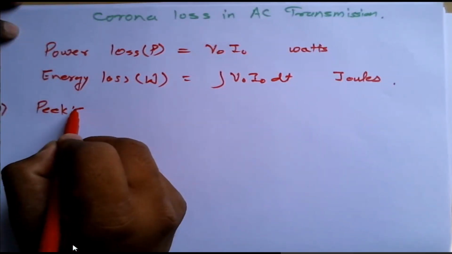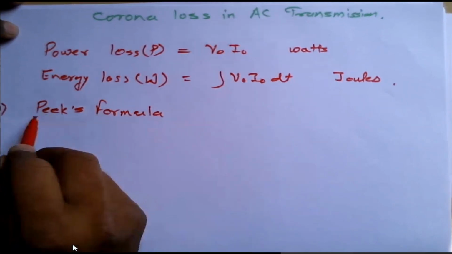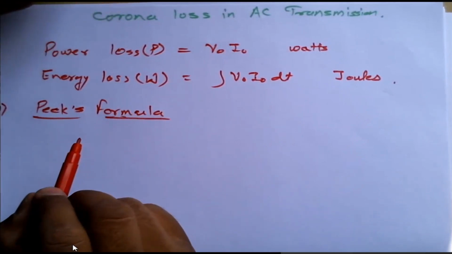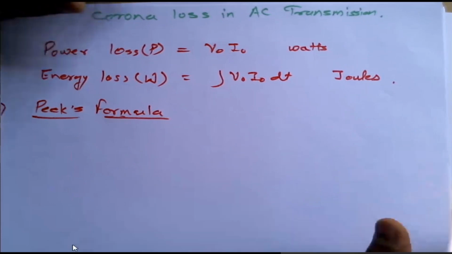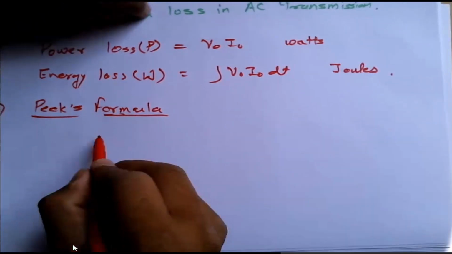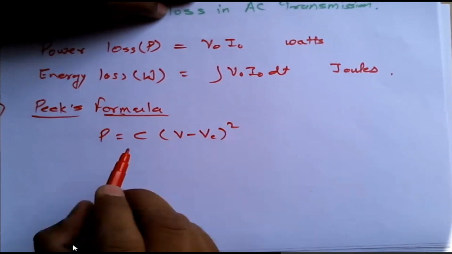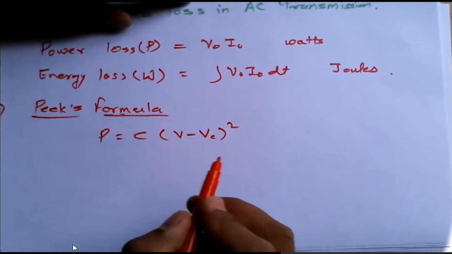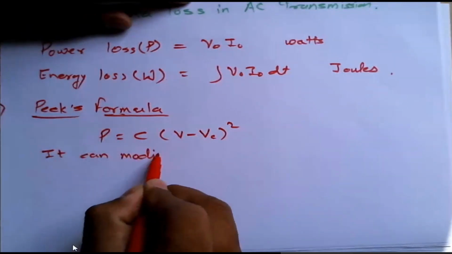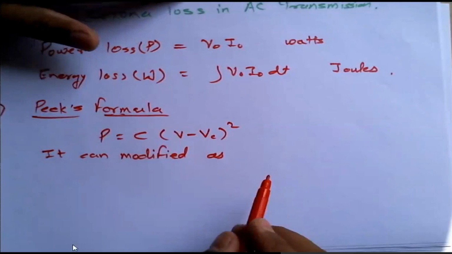You just need to memorize it. If we consider clean dry weather with power frequency voltage applied to the conductor, corona loss is expressed as a quadratic equation. According to Peek, this formula is P equals C into (V minus Vc) whole square. You can write it down, and later on it is modified as follows. While solving numericals we require this, so note it down.